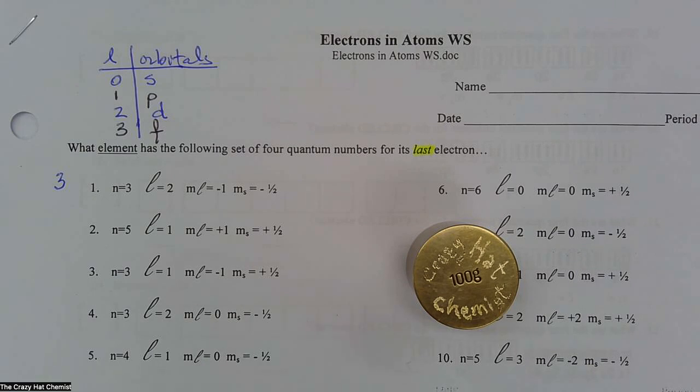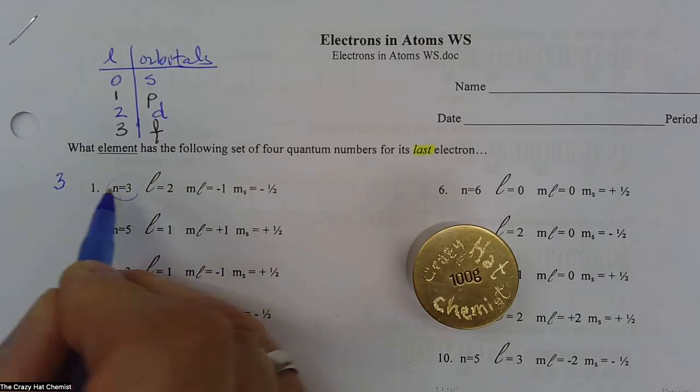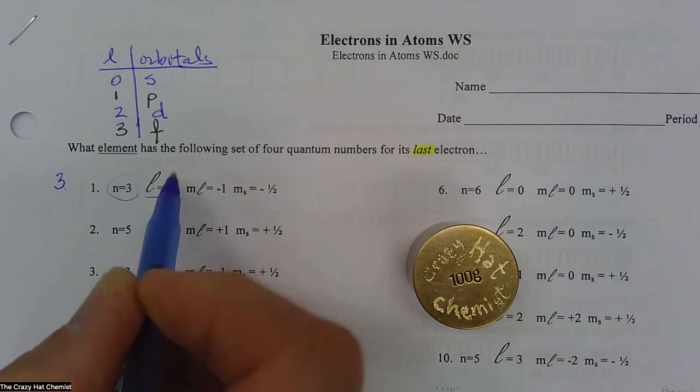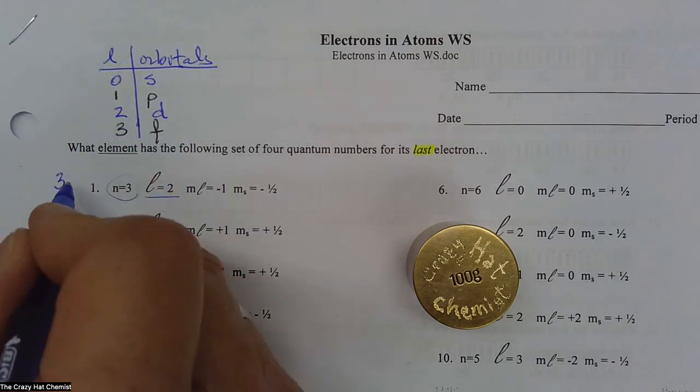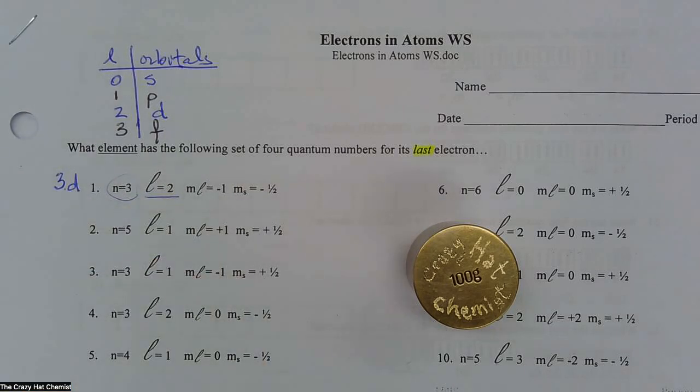All right. So we have our n equals 3, which I wrote down. l of 2, what type of orbital is that? An l of 2 is a d-type orbital. So now we know that we have a 3d type of orbital.